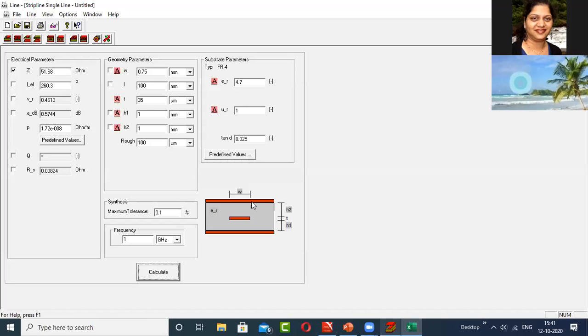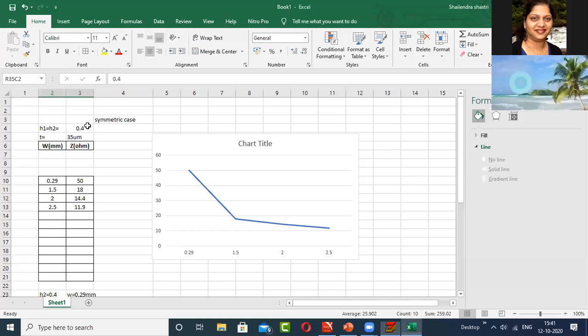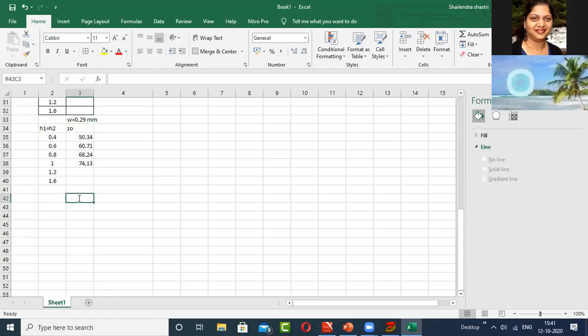So we have done the asymmetric line, then the symmetric line, then the effect of width, and the last one is dielectric material. We'll keep this dimension fixed and see the impact of epsilon r. So I will write here: width is 0.75 mm, and H1 and H2 both are 1 mm.